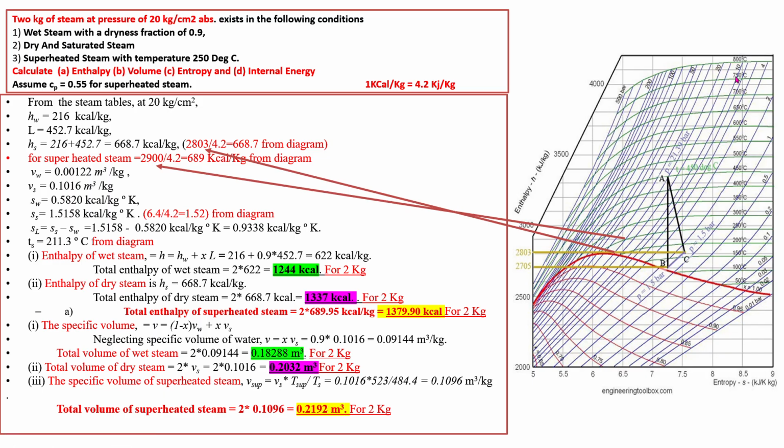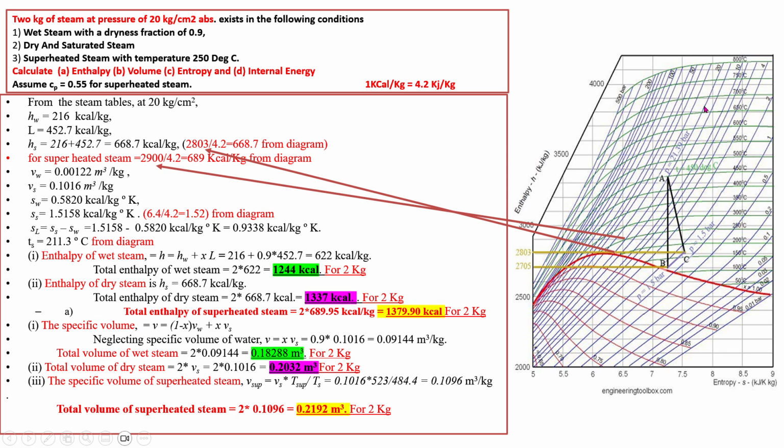That is equivalent; from the graph also you can calculate it at 20 kg. You see the 20 kg coming here, and here 20 kg coming here. You are getting the value of 2803 divided by 4.2, as it is in kilojoule per kg. So you have divided by 4.2, you are getting 668.7.